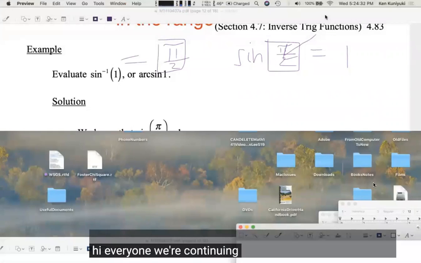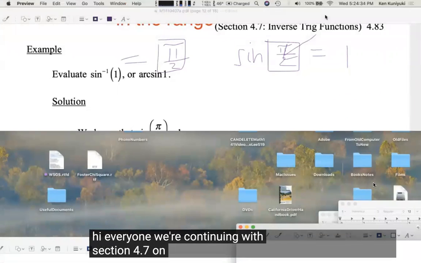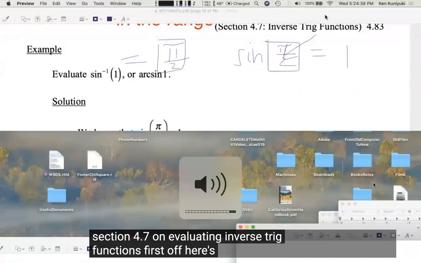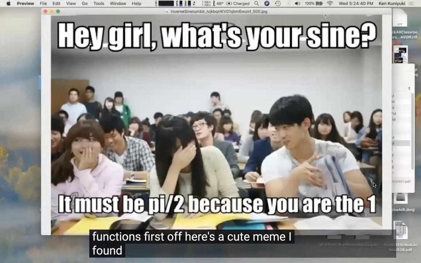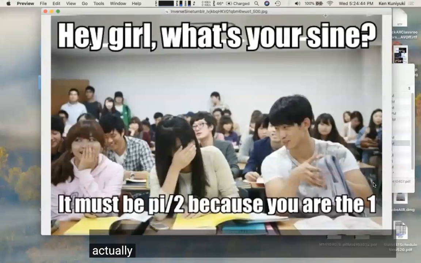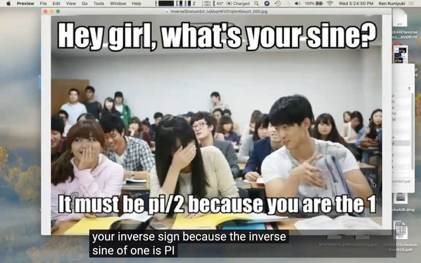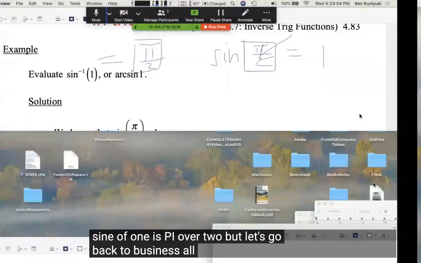Hi, everyone. We're continuing with section 4.7 on evaluating inverse trig functions. First off, here's a cute meme I found online. Actually, it should say, hey girl, what's your inverse sine? Because the inverse sine of 1 is pi over 2. But let's get back to business.